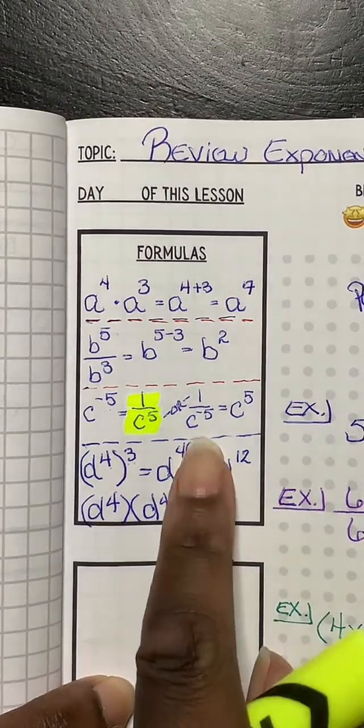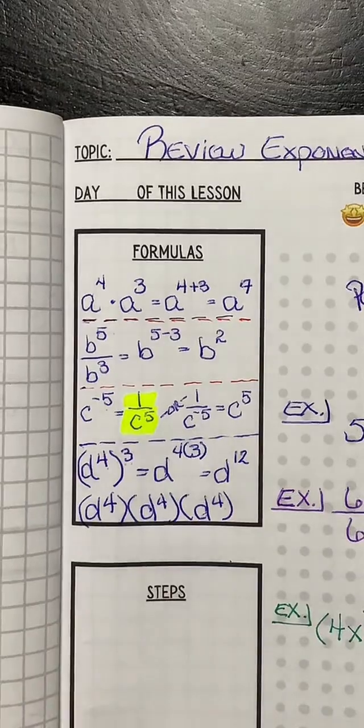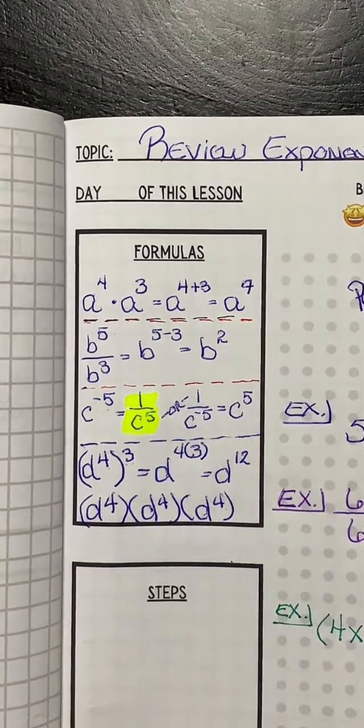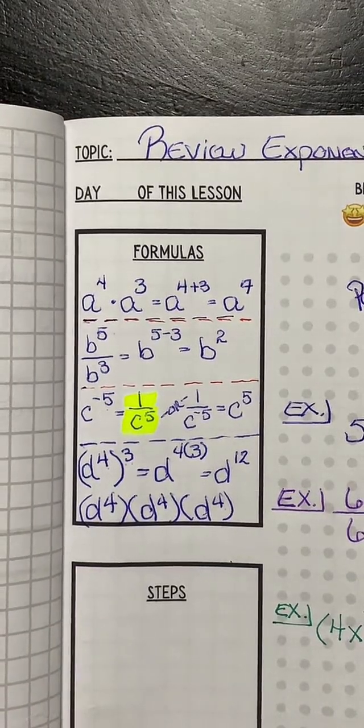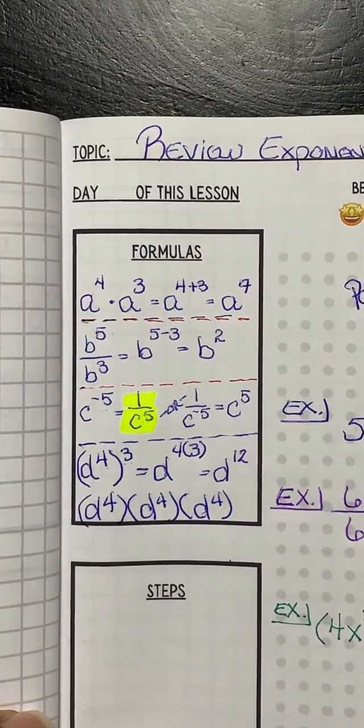Okay? So by putting it in the opposite position, you're negating, is what they're calling it. You're negating the exponent. All right?